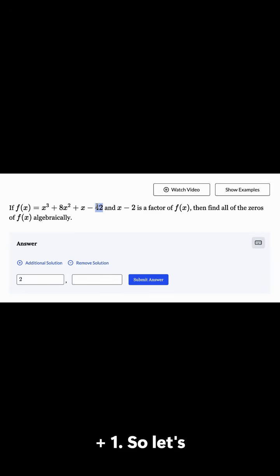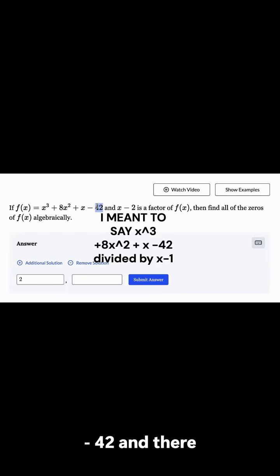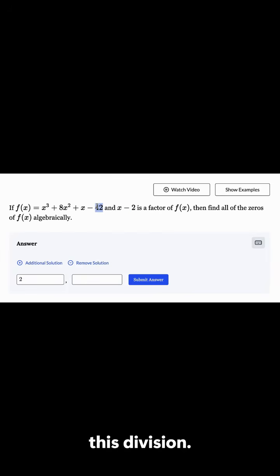So now we just have to go one by one and do x plus 1. So let's start with x plus 1 and do x plus 1 divided into x cubed plus 8x squared plus x minus 42. And there are 3 ways you can do this division. One is synthetic division, one is long division, and one is the box method. Now, synthetic division is faster, but in this case, I'm going to be using long division. And so I'm going to do this on my paper.